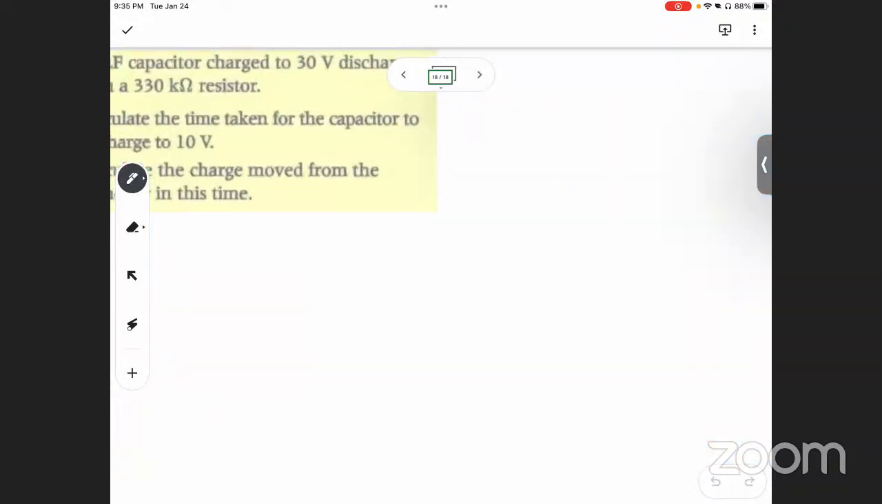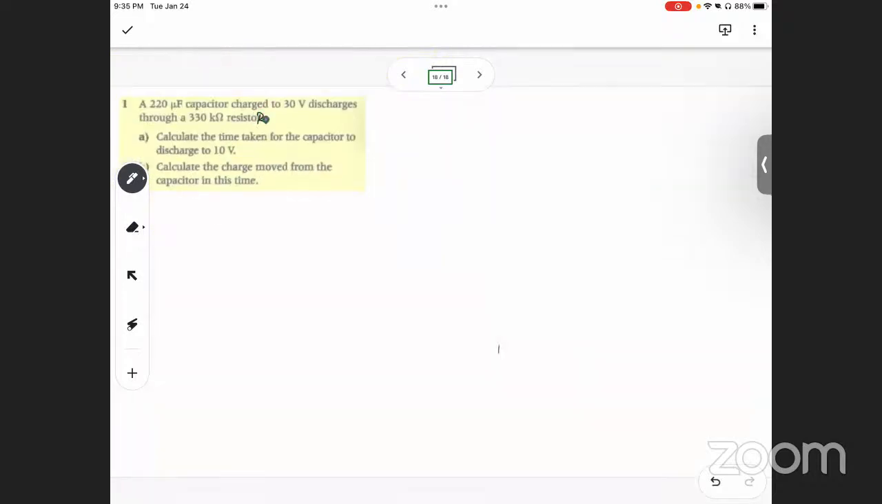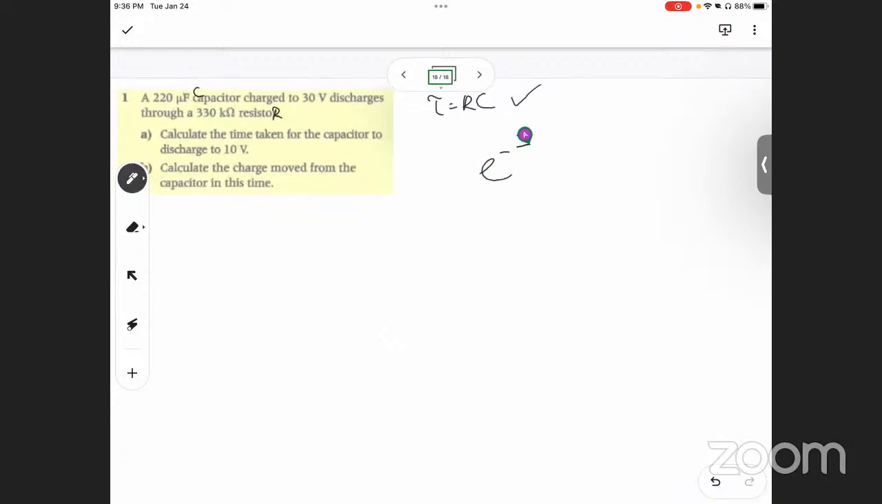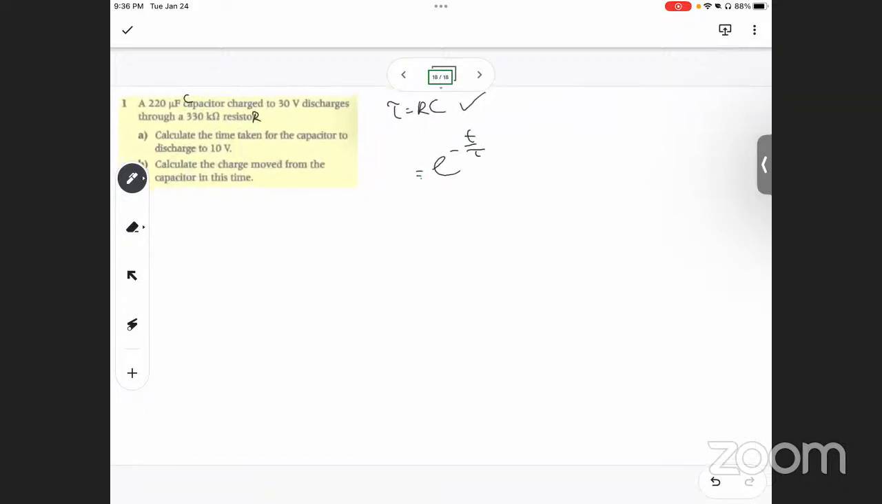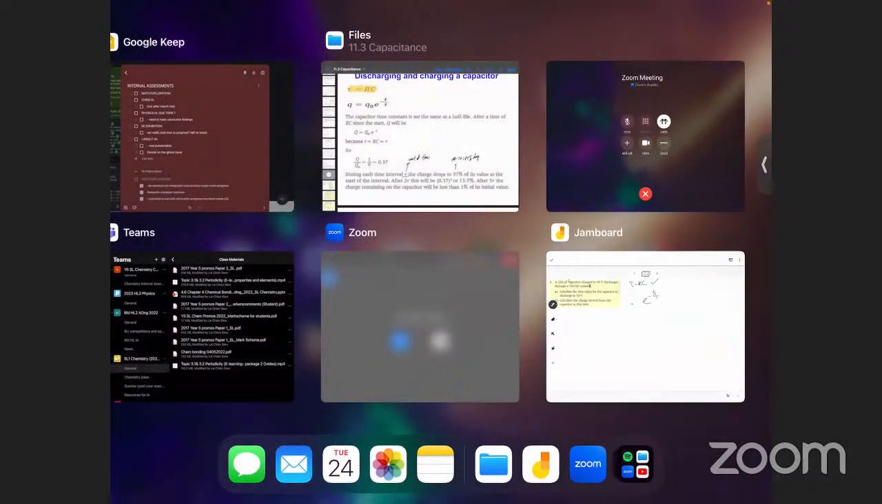So he gives me the R, he gives me the C. For obvious reasons, I need the tau. This one you have to accept. He tells me that he wants the time taken. Well, I have to remember the formula as e to the power of t over tau equals to, well, whatever comes up. There are two boxes, equals to this box and this box. So far, so good?